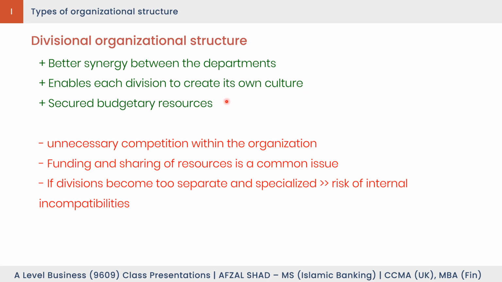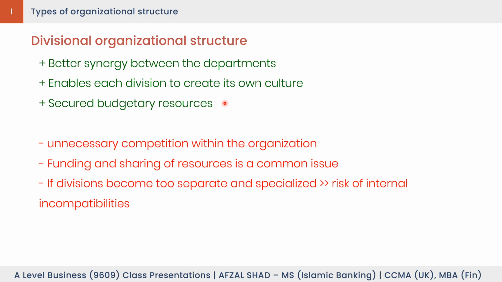Third, secured budgetary resources. We know that people in Pakistan, those who are working in Pakistan, know how much budget should be allocated to them. For example, if you are following a functional organizational structure, all of the people in the marketing department would be working in multiple countries, suppose. So overall the marketing head will not know how much budget is supposed to be allocated to which country, because they don't know the dynamics of that country in detail.